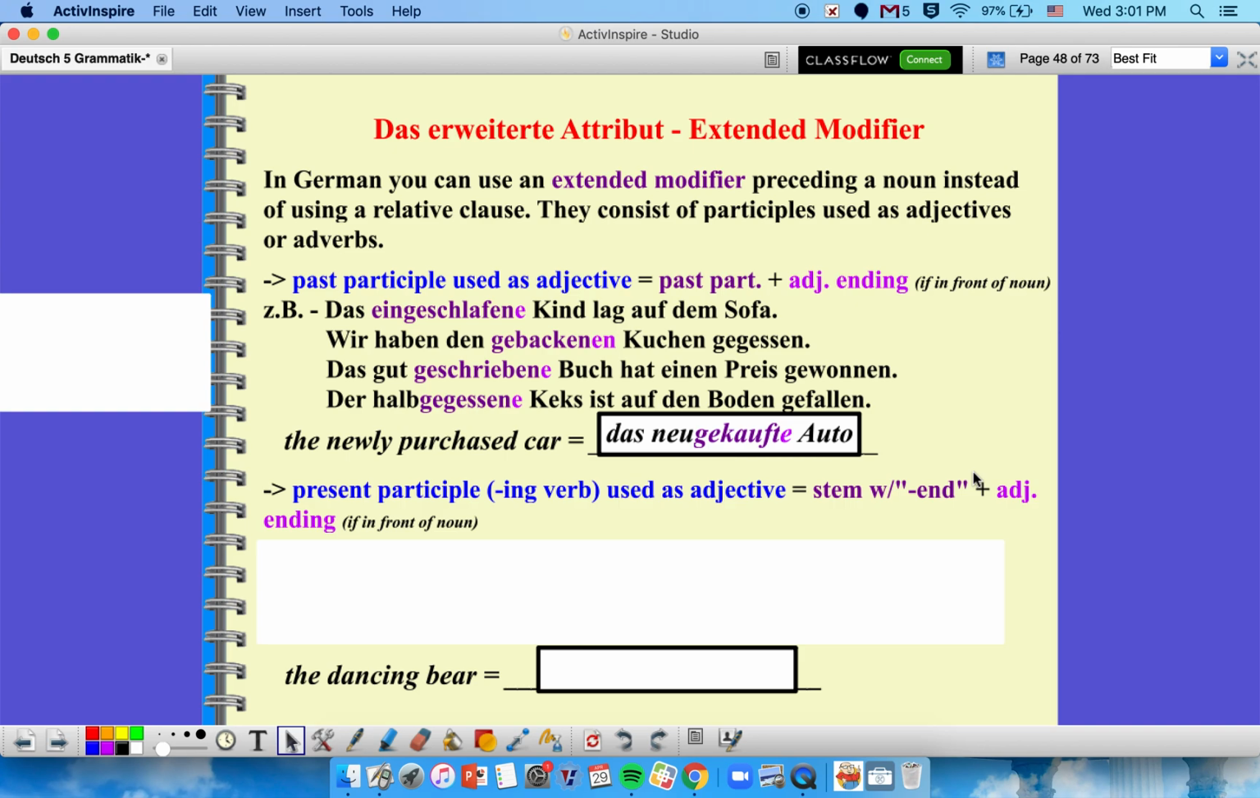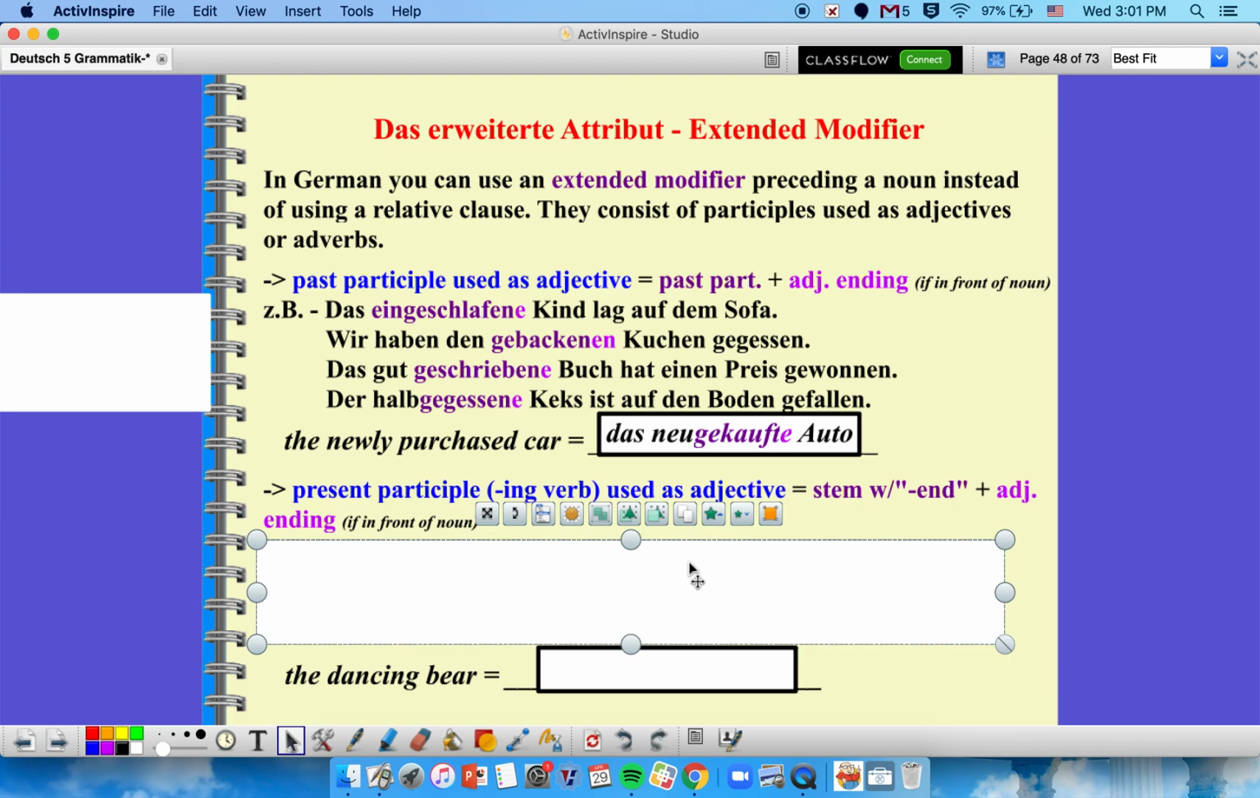It would be das neu gekaufte Auto. So gekauft is purchased or bought, and we're just putting an e ending on there because das is original and shows the gender. So then using a present participle, an ing verb as an adjective, you're just going to have your present participle, which would be the stem of the verb with an end ending to make it an ing or present participle verb. And then you're going to add your adjective ending to that if it is in front of a noun.